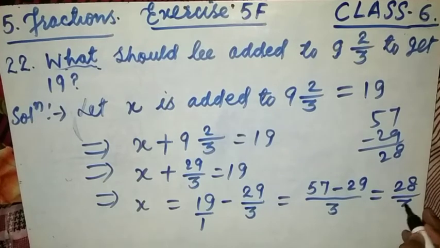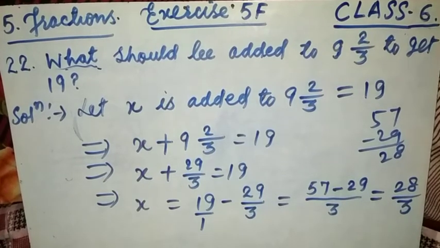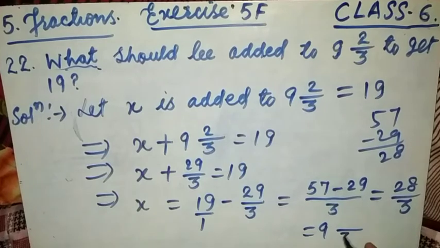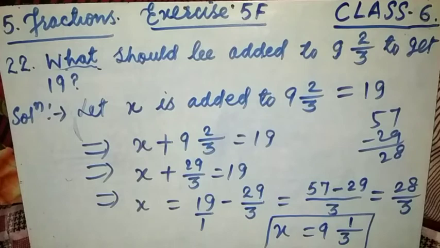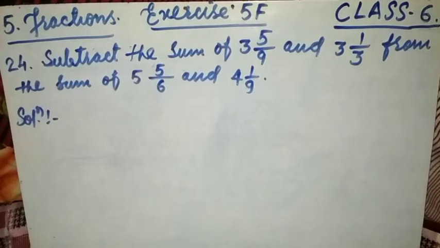28 divided by 3. So friends, divide 28 by 3. We will get it in mixed fraction. This is your answer. Here 9 threes are 27 and remainder 1. So x is equal to 9 1/3, the required number. This is your answer. I hope you will understand.